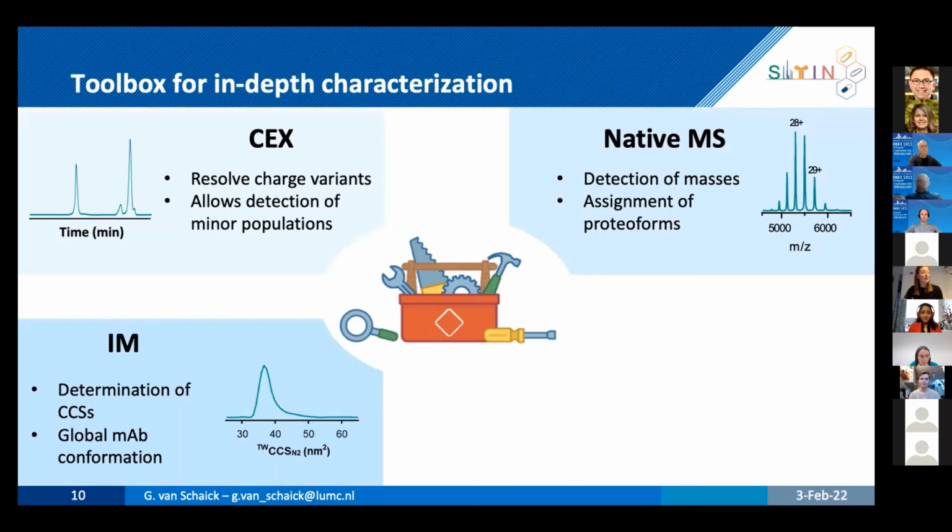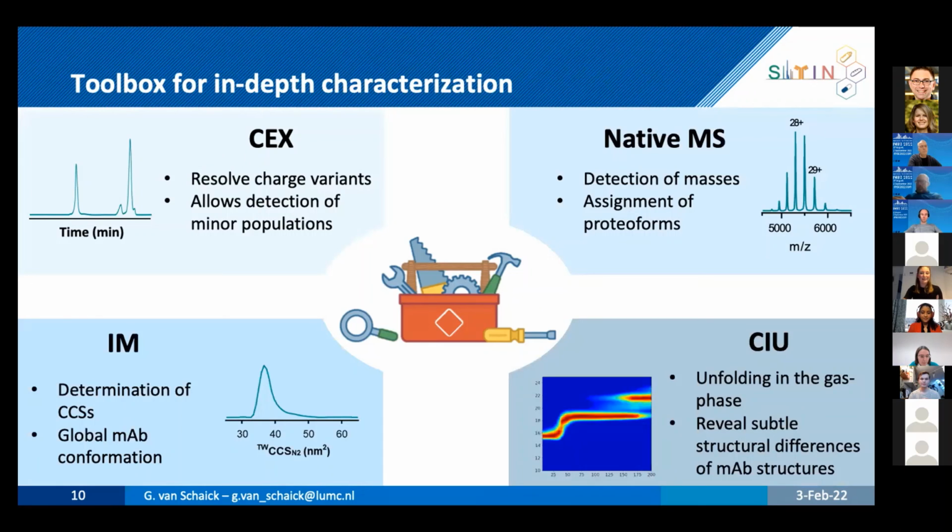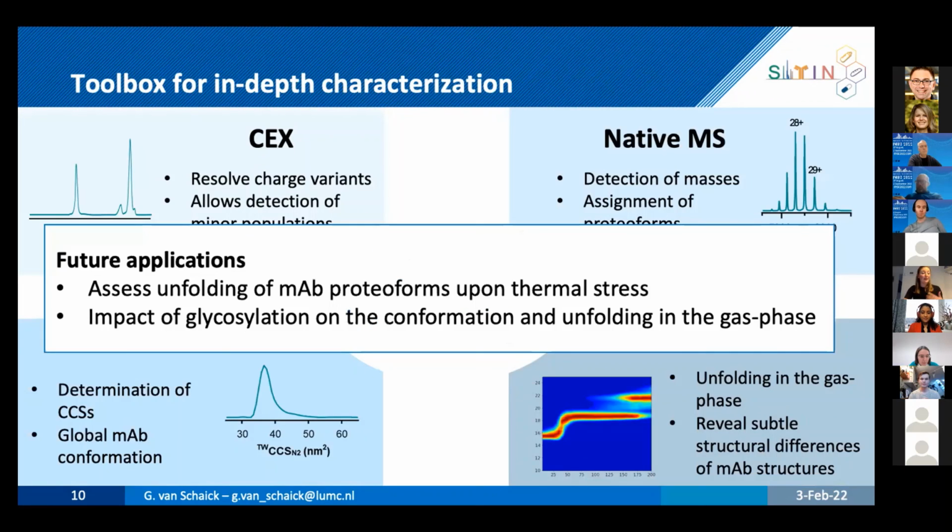Using ion mobility, we obtain collision cross-sections, and this gives an idea about the global conformation. And finally, we use collision-induced unfolding to monitor the unfolding of these proteins in the gas phase, but also to reveal minor structural differences. Currently, I showed just one application, but we're also working to show it on other applications where we investigate proteoforms after thermal stress, and also the impact of glycosylation on conformation and unfolding.